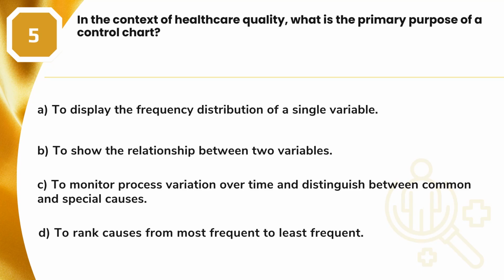Question 5. In the context of healthcare quality, what is the primary purpose of a control chart? A. To display the frequency distribution of a single variable. B. To show the relationship between two variables. C. To monitor process variation over time and distinguish between common and special causes. D. To rank causes from most frequent to least frequent.